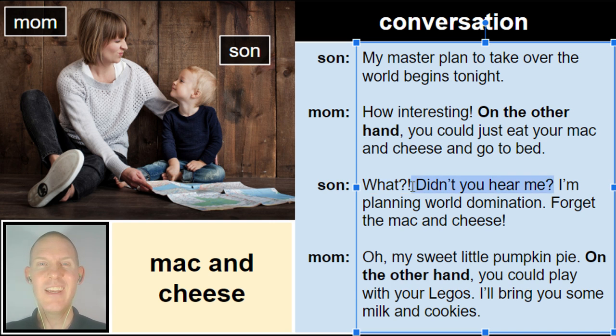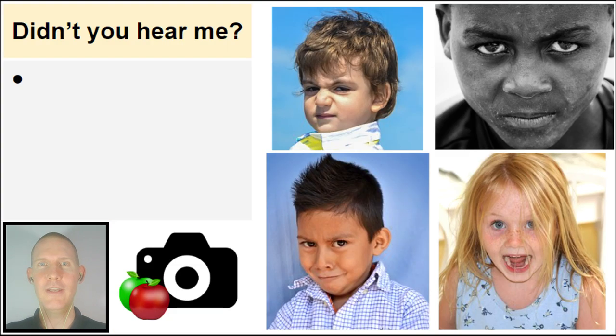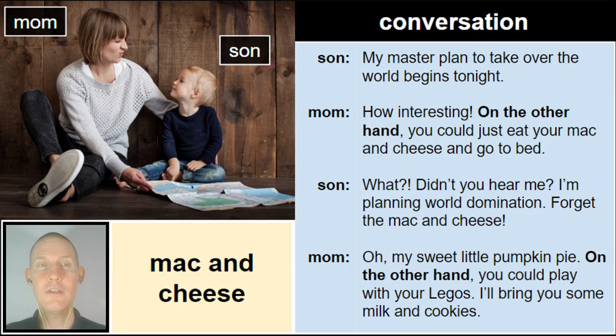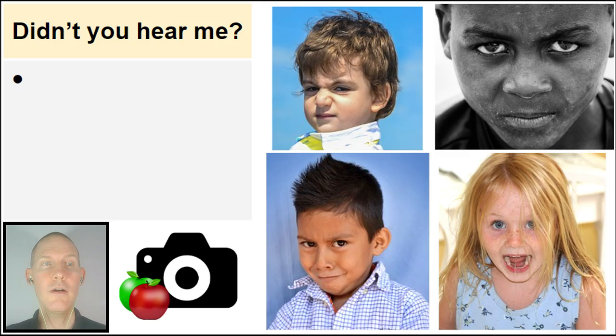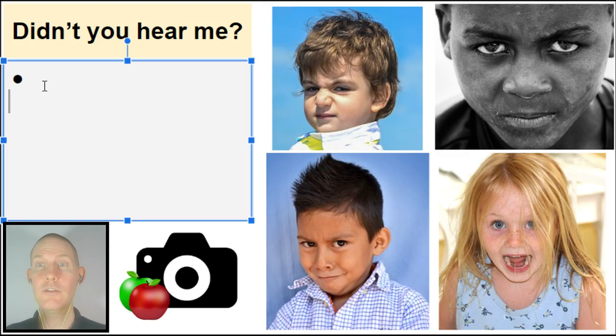So he says, didn't you hear me? So let's see other ways to say, didn't you hear me? So we have kids, and maybe the kids, they're kind of frustrated because they're trying to communicate something. So in this conversation, the son is trying to communicate that he wants to take over the world. And he's very serious. And the mom was just kind of like, oh yeah, whatever. He's just kind of playing.